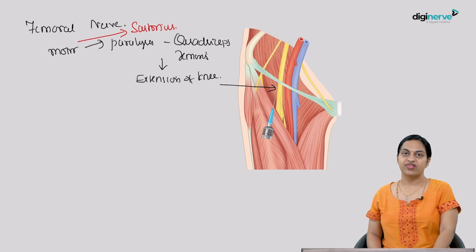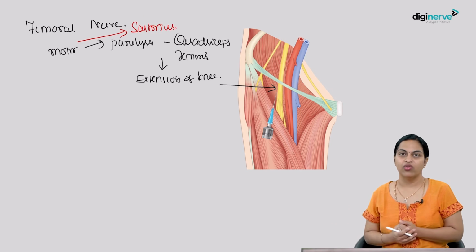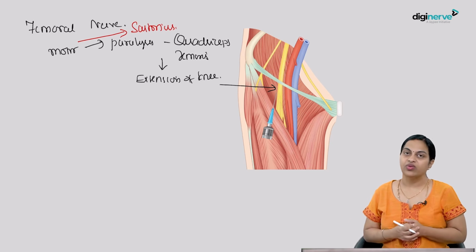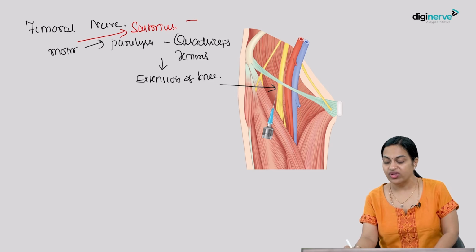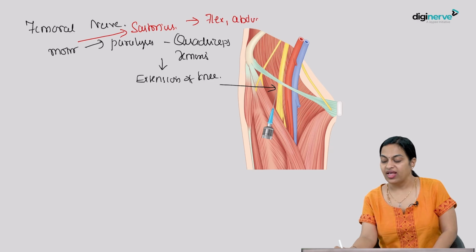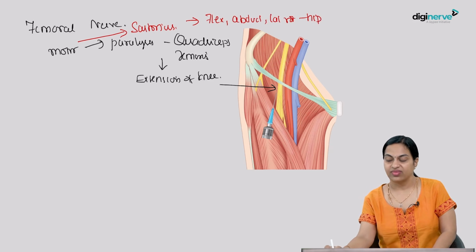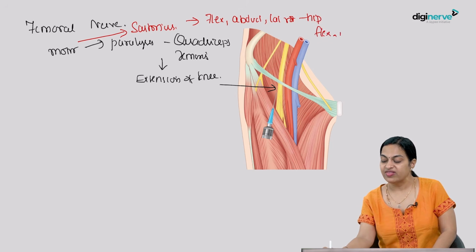This sartorius is a very important muscle. We'll be talking about it in the next sessions. It arises from the anterosuperior iliac spine. It goes anterior to the hip joint and then posterior to the knee joint to insert into the tibia. This sartorius flexes, abducts and laterally rotates the hip, whereas it flexes and medially rotates the knee.